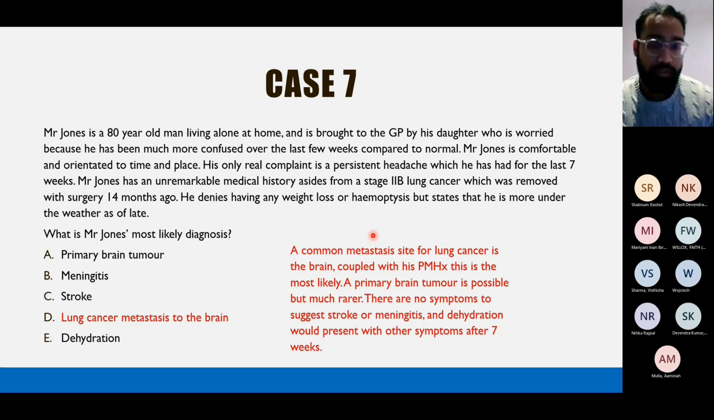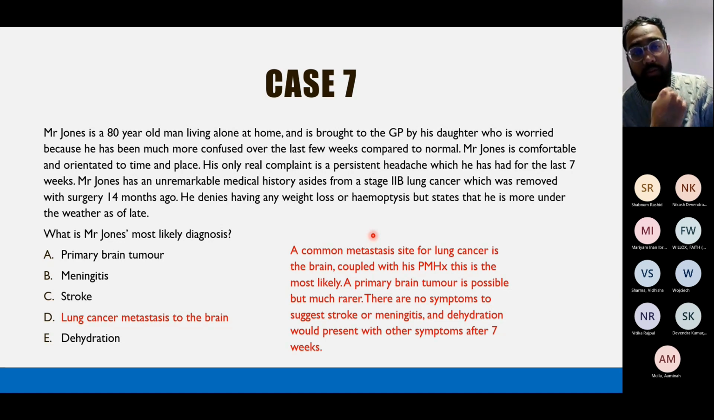Now, we can break this down in this format. So primary brain tumors, it's definitely a differential that you'd consider, but they're very rare compared to lung mets, especially in someone who's had lung cancer. Meningitis, this person does not have any mention of photophobia, no neck stiffness, no meningism. So we can safely say this person probably doesn't have meningitis.